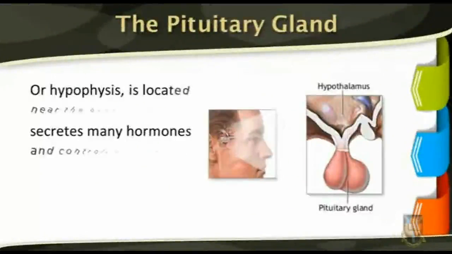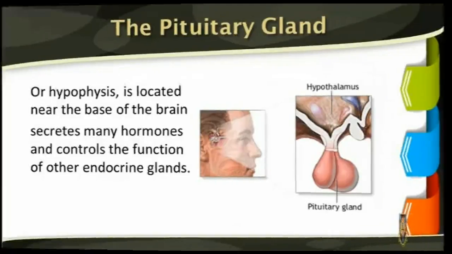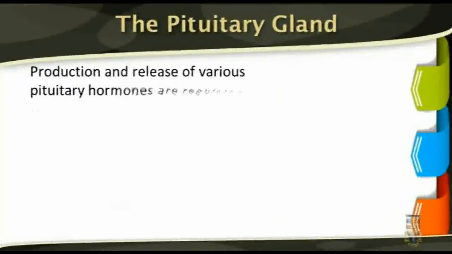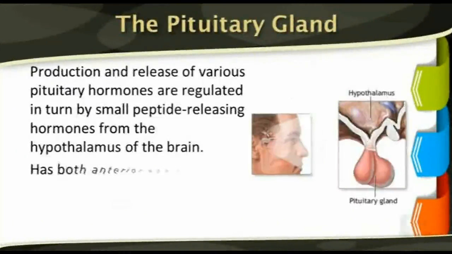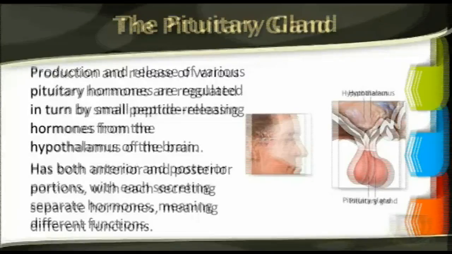The pituitary gland. The pituitary gland, or hypophysis, is located near the base of the brain. It secretes many hormones and controls the functions of other endocrine glands. The production and release of the various pituitary hormones are regulated in turn by small peptide-releasing hormones from the hypothalamus of the brain. The pituitary gland has both anterior and posterior portions, with each secreting separate hormones, meaning different functions.